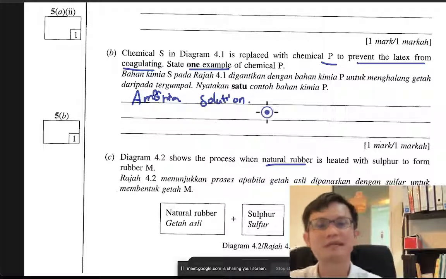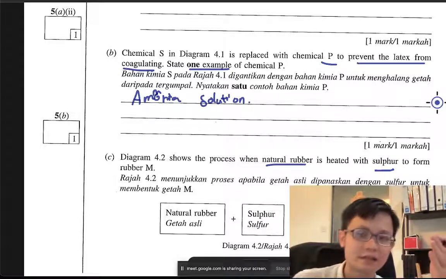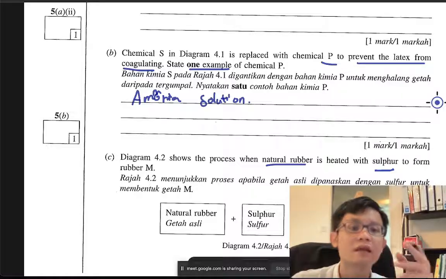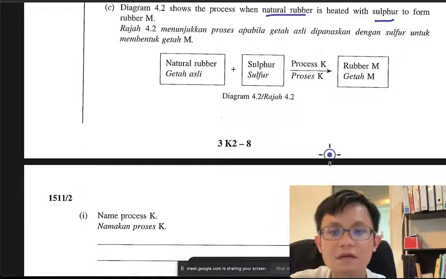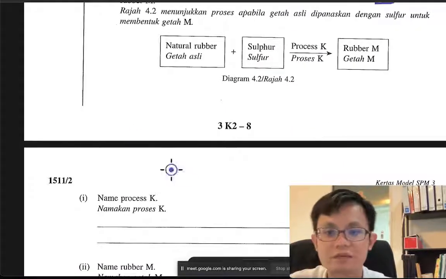So when natural rubber is heated with sulfur, instead of putting acid to coagulate it, or ammonia to prevent coagulation, we put sulfur. Why do we want to put sulfur? To make it harder. So we name the process vulcanization.